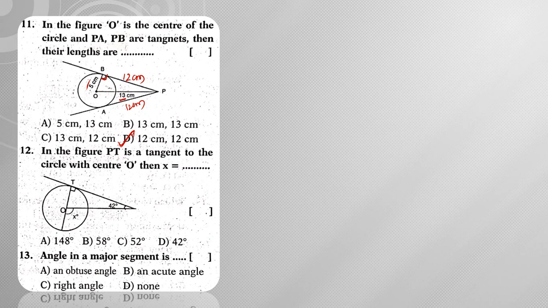Next, in the figure, PT is a tangent to the circle with center O, then X is equal to. Now from this figure you can observe that this angle X is nothing but the exterior angle of this triangle, right? So from this we can say X is equal to 90 degrees plus 42 degrees, which is equal to 132 degrees. But in the options it is not given. Answer is here 132 degrees.